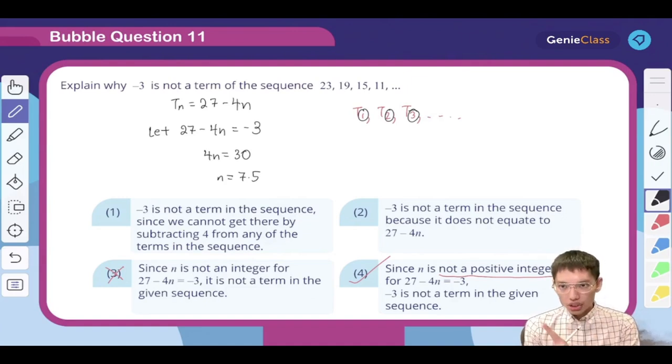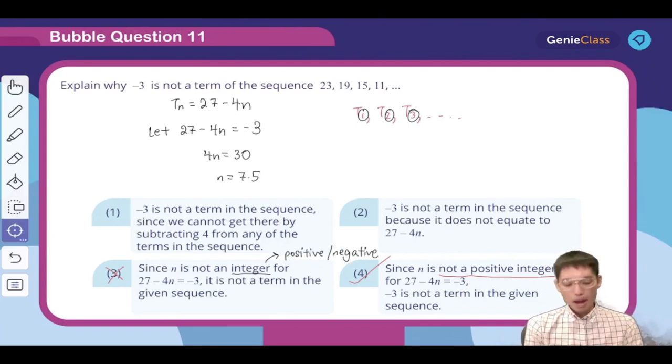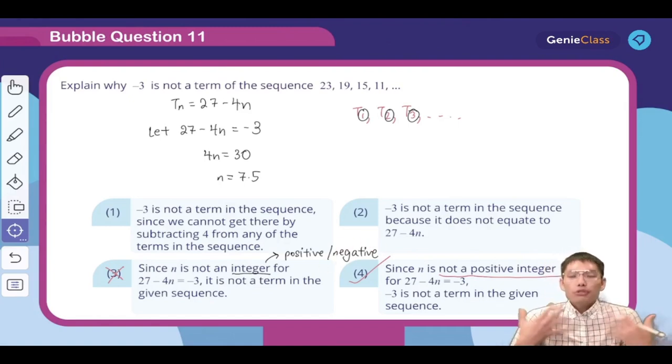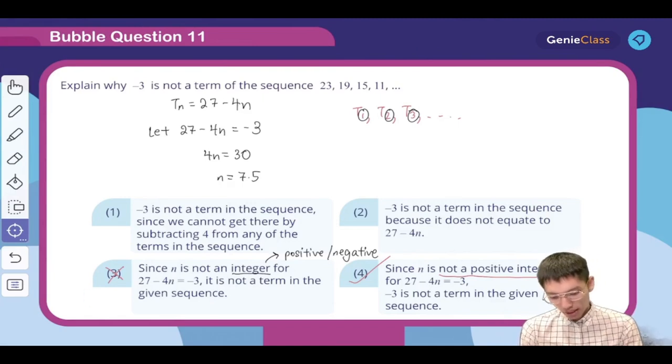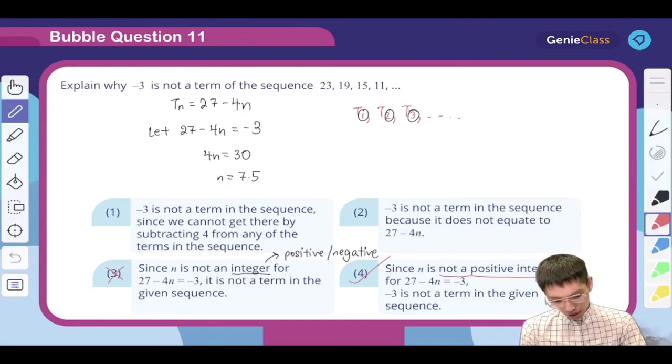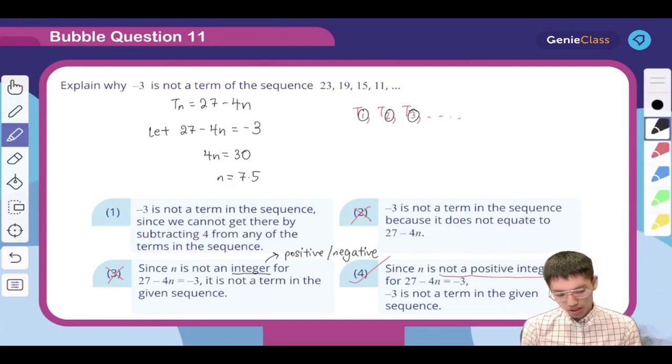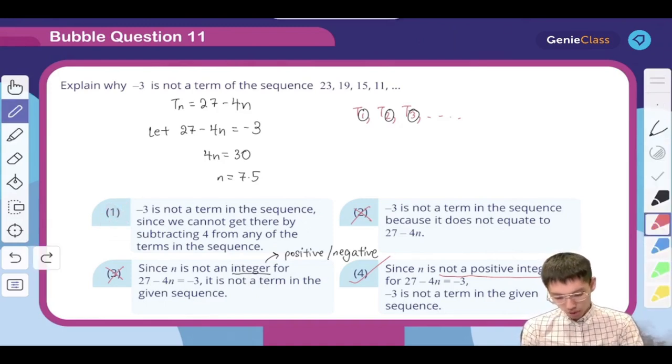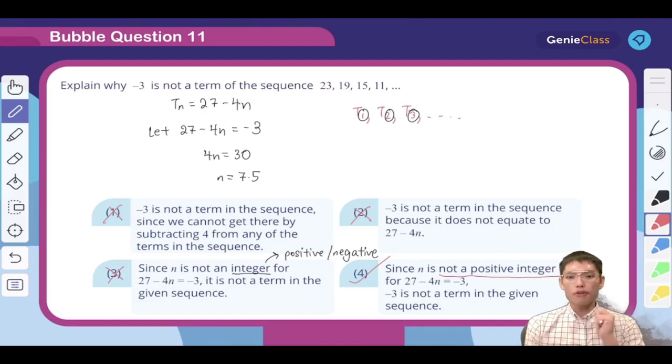But if it's not an integer, it cannot be true because integer can mean positive or negative. So if you were to say this, you are giving the situation whereby a negative integer is possible, but we cannot have a negative 1 term, negative 2 term. So that's why this is not correct. And based on the options, I've equated it already, so that's why this is not correct. And this is not rigorous enough, so this is not correct as well. Not entirely correct. So we want the best option available. So that's why it's number 4.